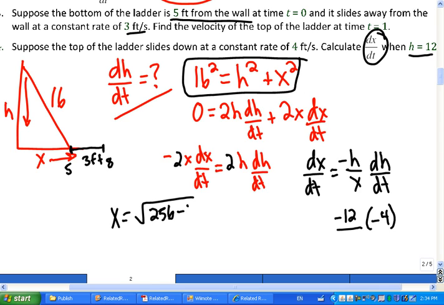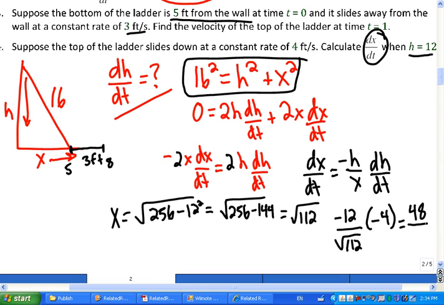This time it's 12, so 12 squared. 256, take away 144, so it will be 112. Okay, so I guess we could call that 48 over root 112. And if you think about it, this should make sense why we had to include a negative too, because the result here becomes a positive because x is increasing, so the rate of change should be positive.